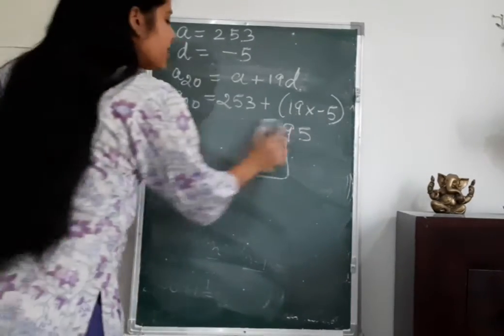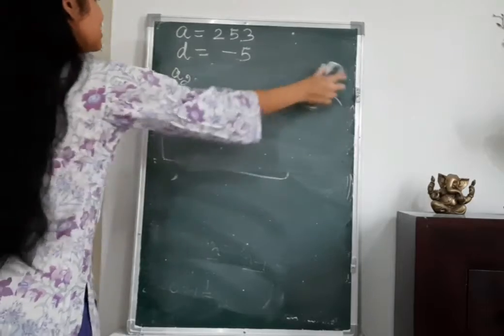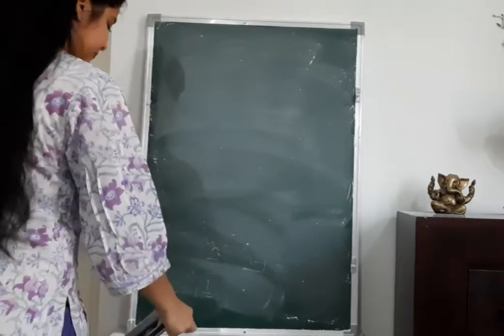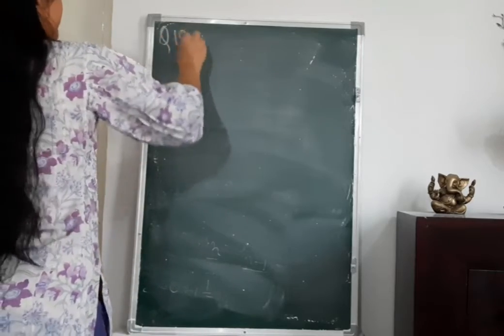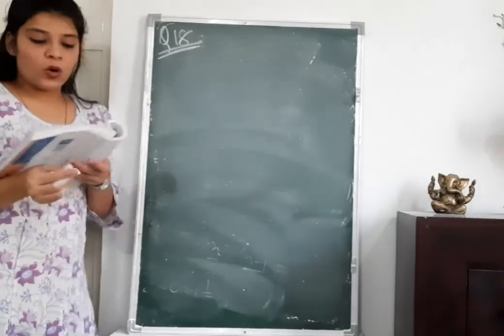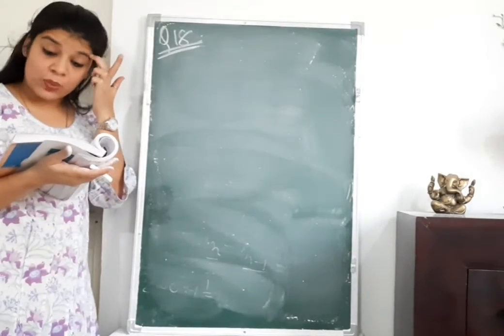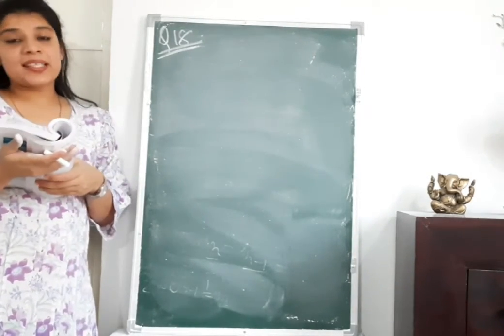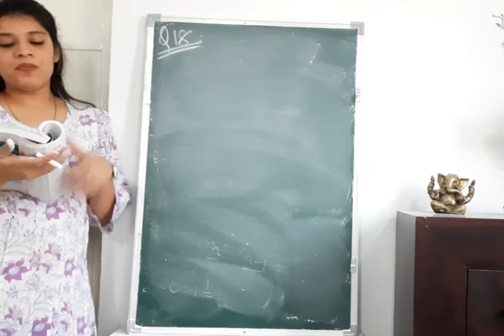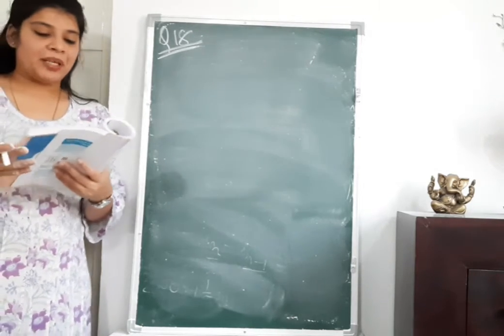I hope this question is clear to you. Let's move on to the next question. Question number 80. The sum of the 4th and the 8th term of an AP is 24 and the sum of the 6th and the 10th term of the AP is 44. Find the first three terms of this AP.